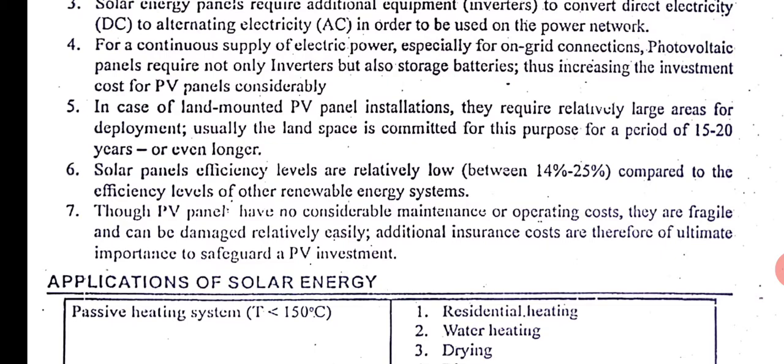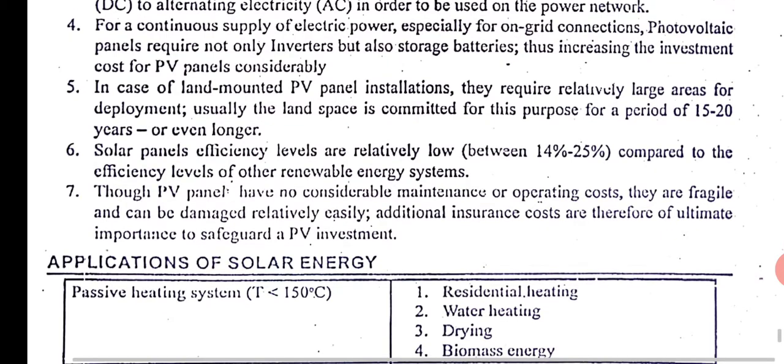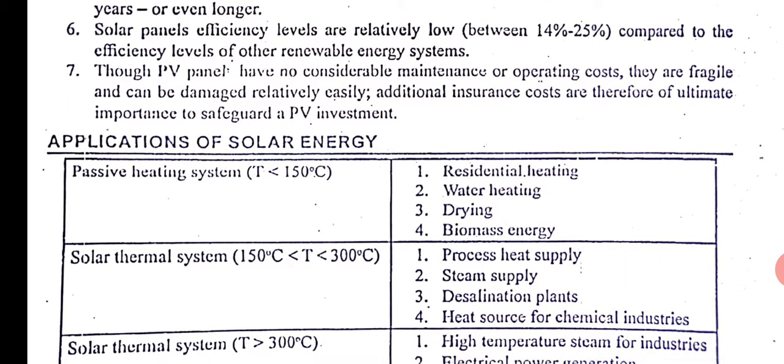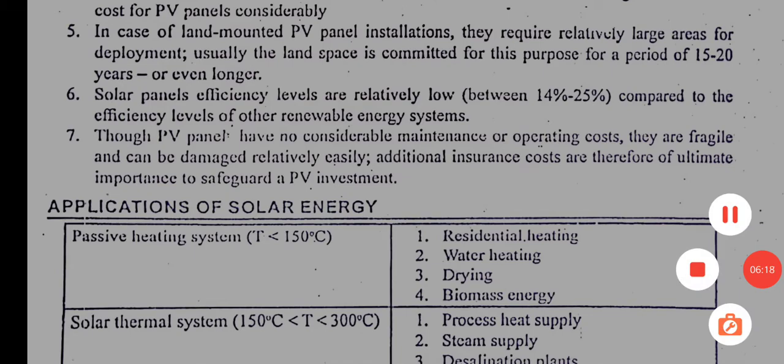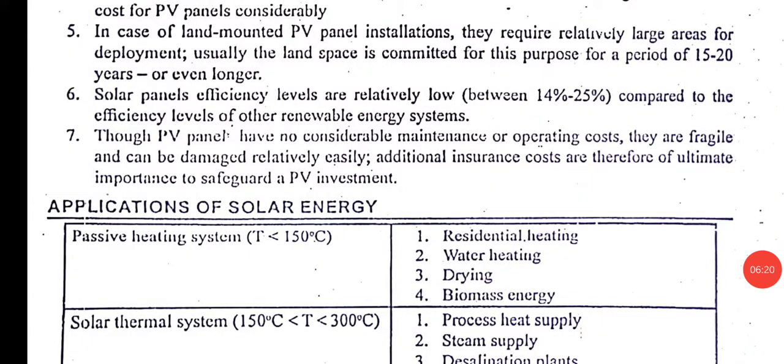And when you mount it on land, it requires a lot of space. The life is good, around 15 to 20 years. But the efficiency of the solar panels is low, hardly 15 to 20%. And they can be damaged. Basically, they are very fragile. They are made of very thin films, and they are very fragile, like glass, so they have to be handled with care. So this was about the advantages and disadvantages of solar photovoltaic films.